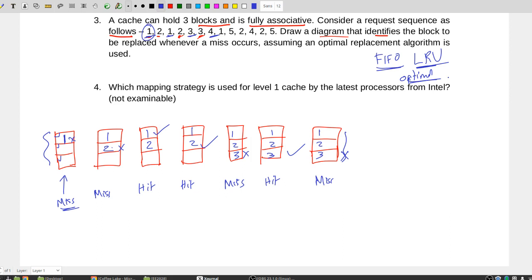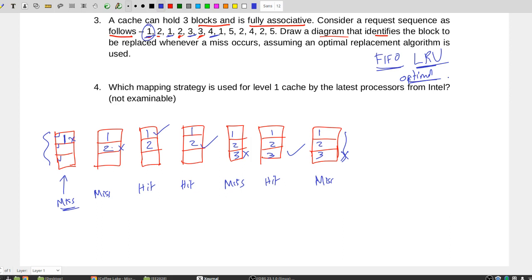And such a technology doesn't exist yet, and it probably will never. So we can't really implement optimal algorithm. Now, what does an optimal algorithm do? FIFO and LRU are both based on history. FIFO bases it on when was it brought into the cache, and LRU bases it on when was it last used. Whereas optimal algorithm will look forward instead of looking at history. Okay, when is it going to be used? So the block which is not needed in the near future is the one that will be replaced.